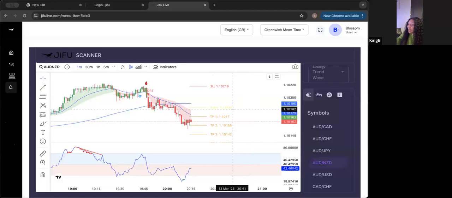Do you understand? Like I said, everything does not change because you're now using a scanner. No, the same risk management applies. The same securing of your profits, which is taking partials and break even when necessary, applies.